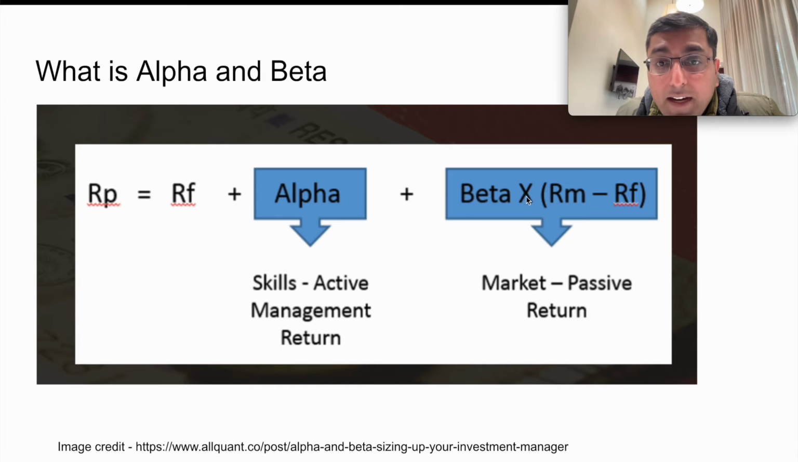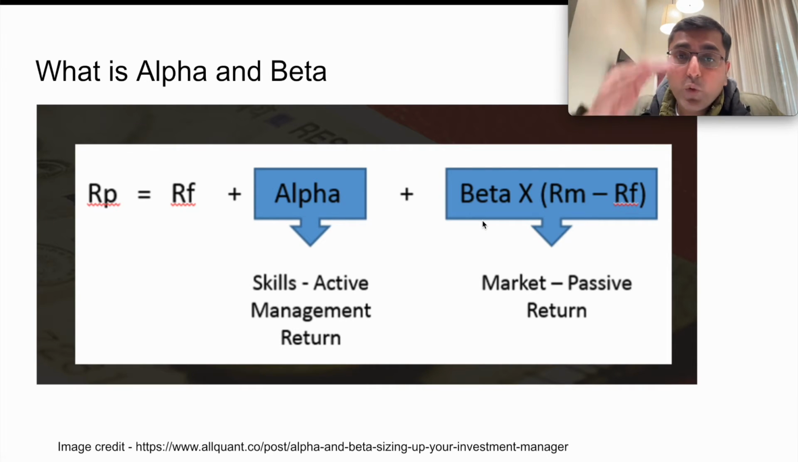So beta times RM minus RF basically means this is the exposure, this is the component of your portfolio return that you get because you have chosen to be exposed to the market. Because you will then expose yourself to volatility, and when you expose yourself to that pain, you can expect to get some return. So that was a brief refresher on alpha and beta.